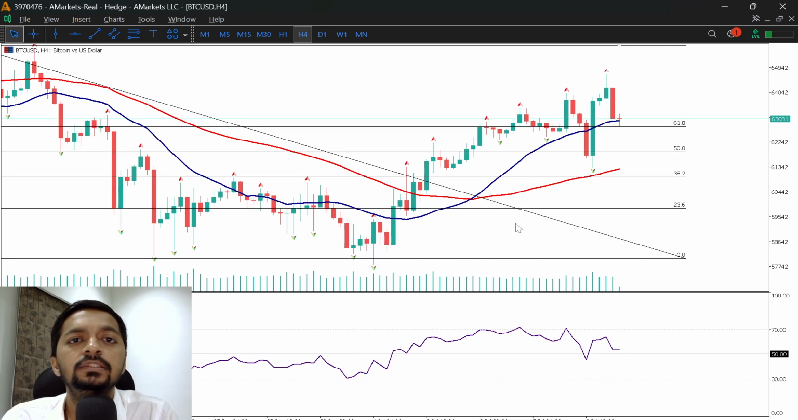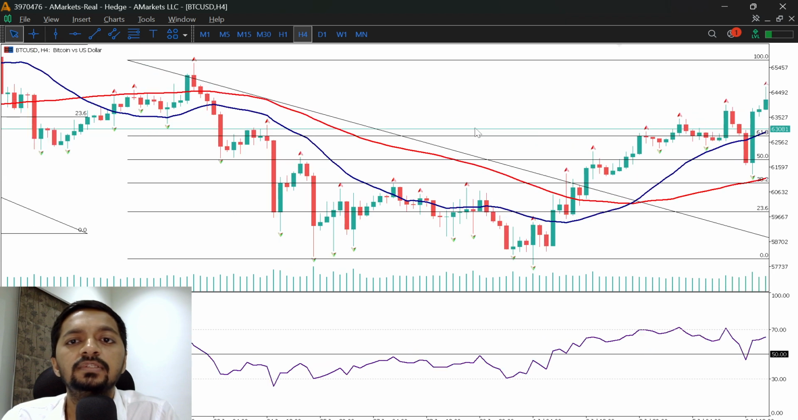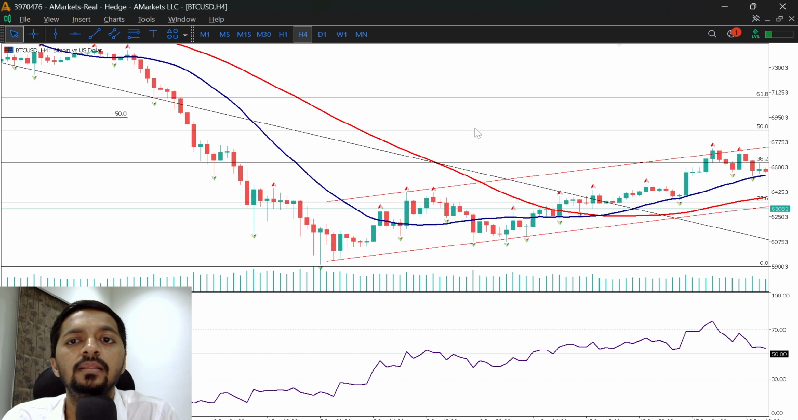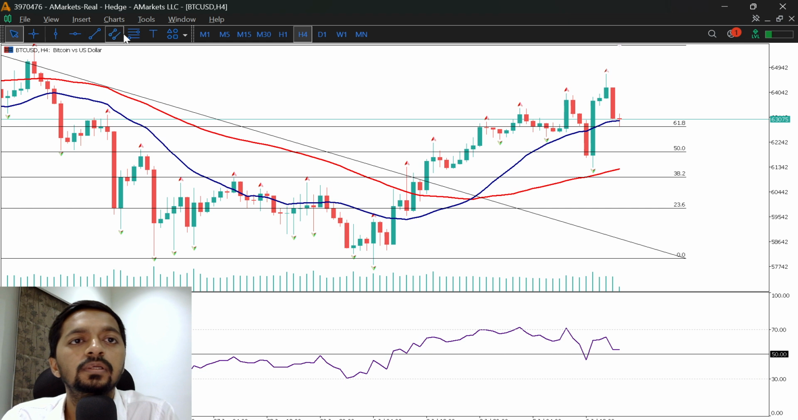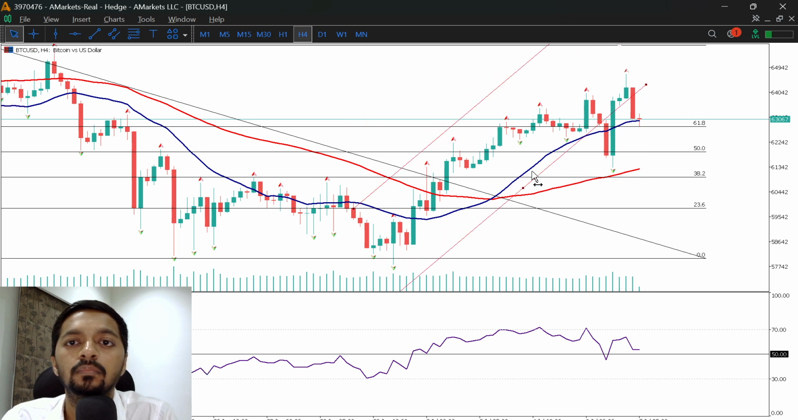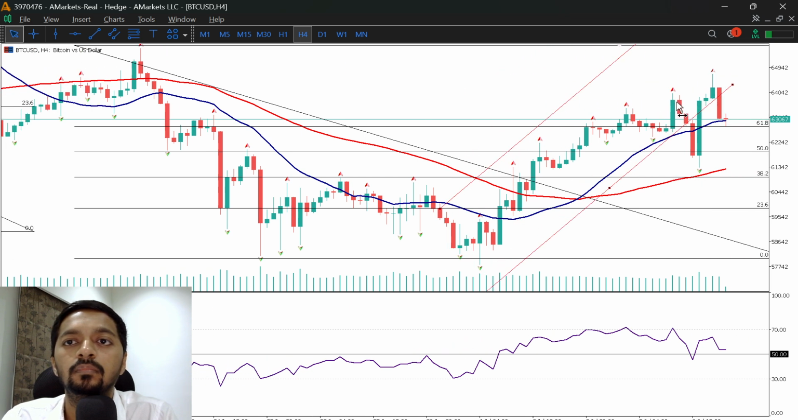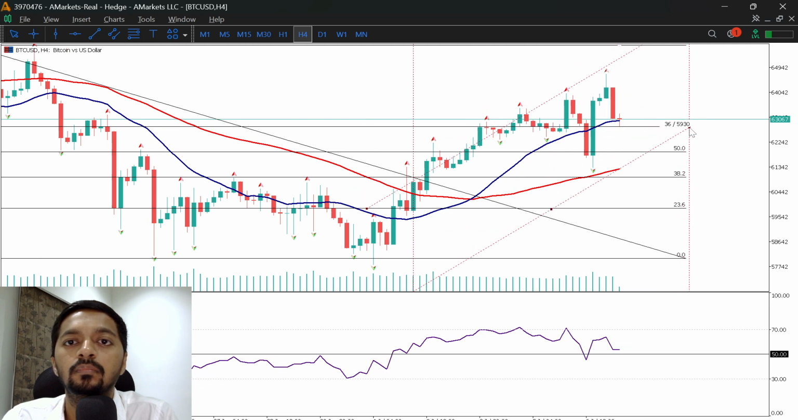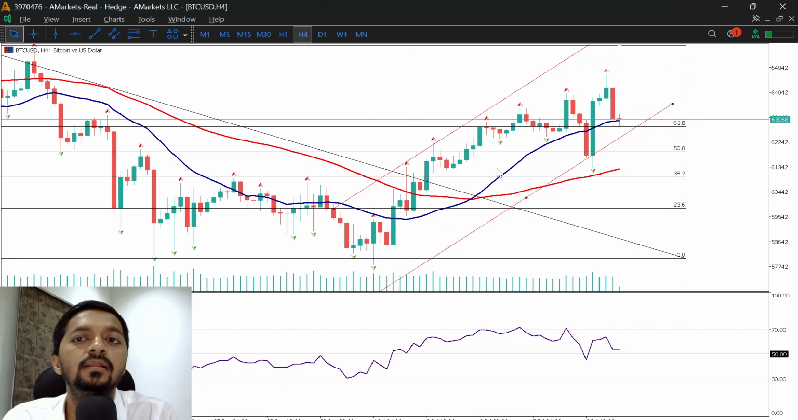Now, if you look at the Bitcoin chart, as we have discussed in our previous session, this pair is trading in a parallel formation. If we plot the channel, it's trading in some sort of parallel formation. Let me correct this. Just 1 minute. It's trading in a parallel formation.